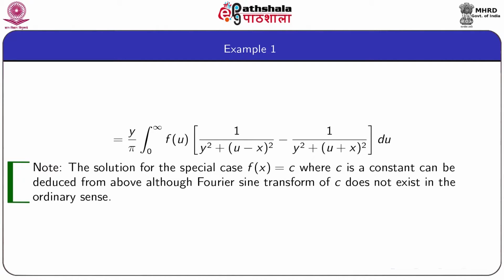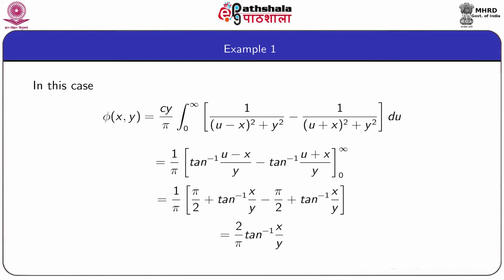Now, we may note here that if this small fu is a constant, say c, then this solution phi xy can be deduced from the above expression, although the Fourier sine transform of C does not exist in the ordinary sense.